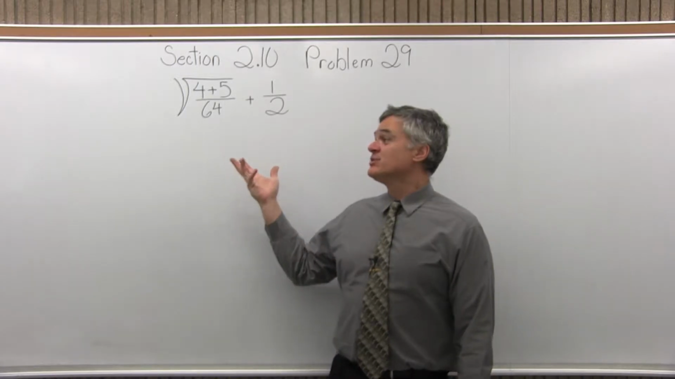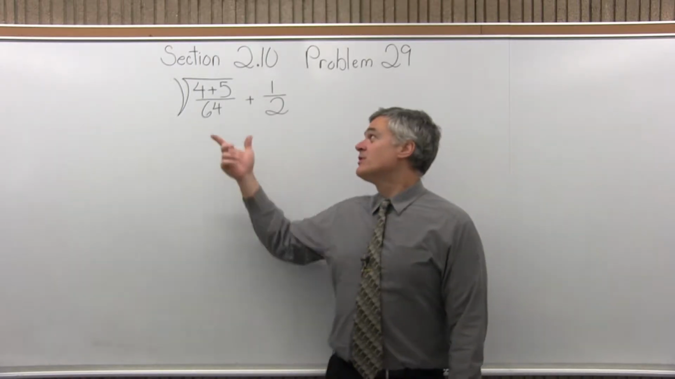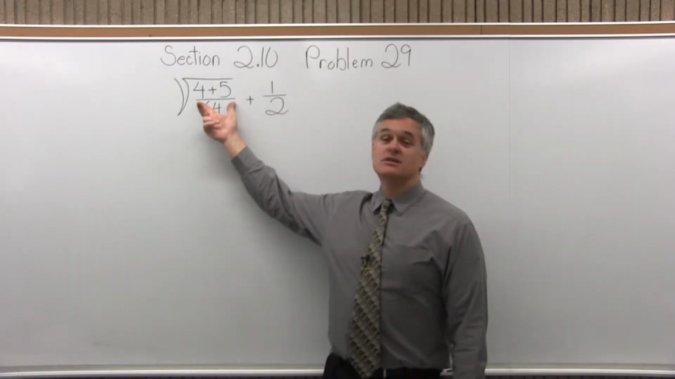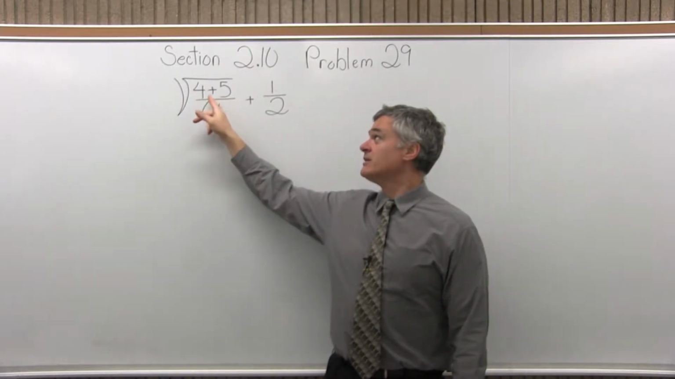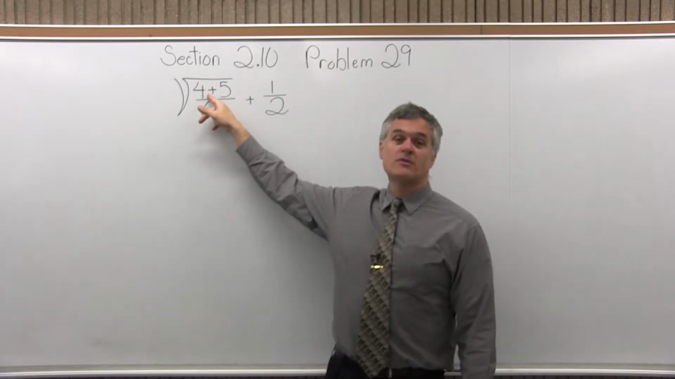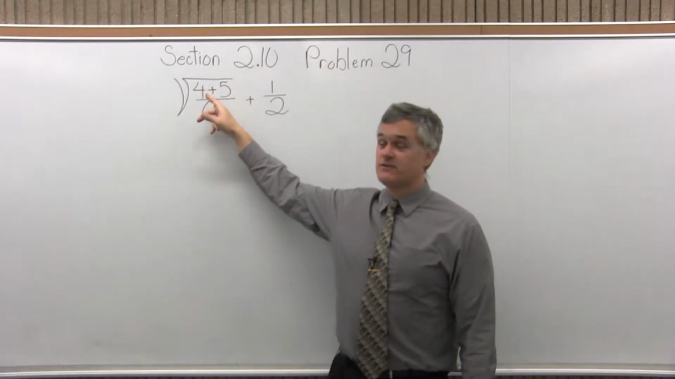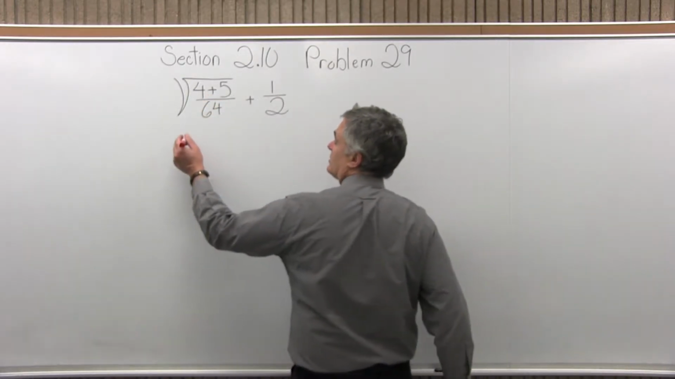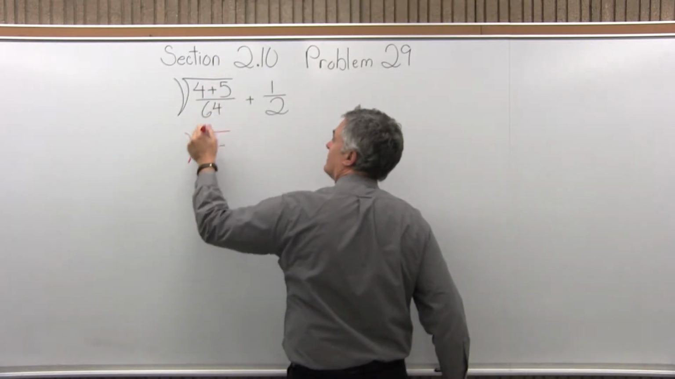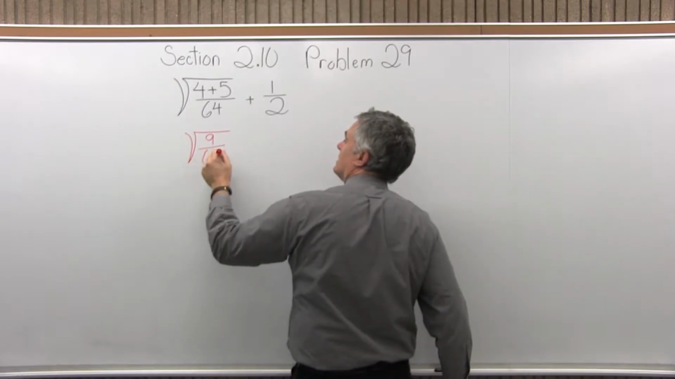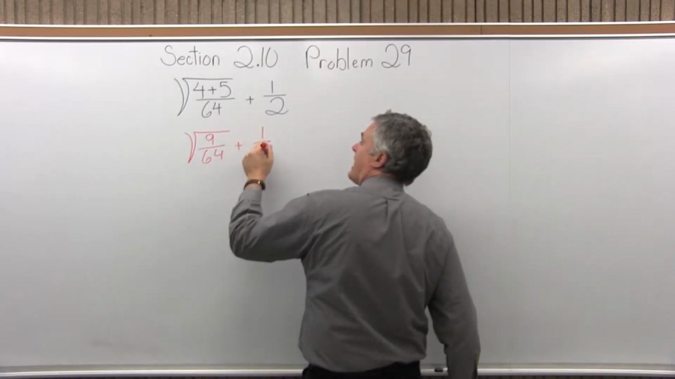There are no parentheses really visible in this problem, but the fraction bar is what they say is a grouping symbol. So it's like parentheses. The first thing I need to deal with is to complete the top of the fraction that's under the square root, the 4 plus 5. I'll leave the square root for a minute. 4 plus 5 is 9. I'll leave the denominator of 64. Then I'll have plus 1/2.